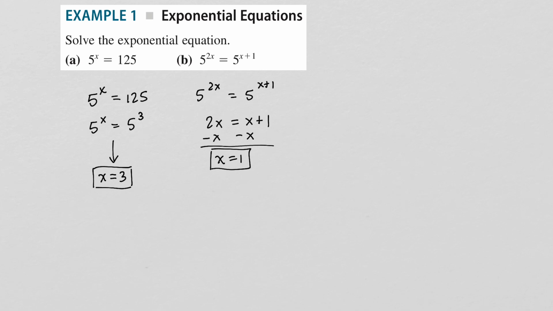Now, these two examples are really simple, but I want to pose a different question. What if we had something like 3 to the x power is equal to 7 to the x minus 1 power? This would be quite a bit different, right? Because we don't have a common base on both sides. So how would we approach solving something like this?